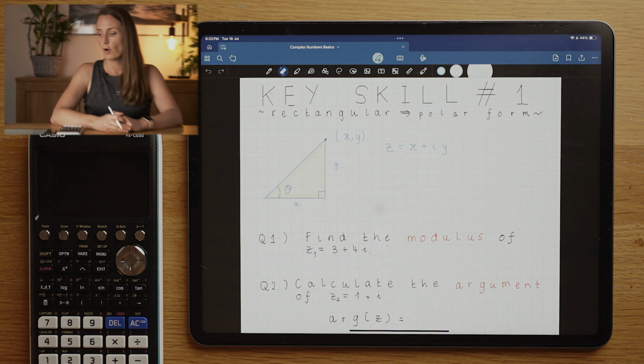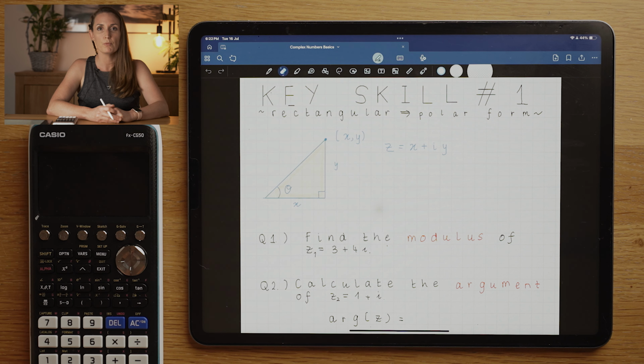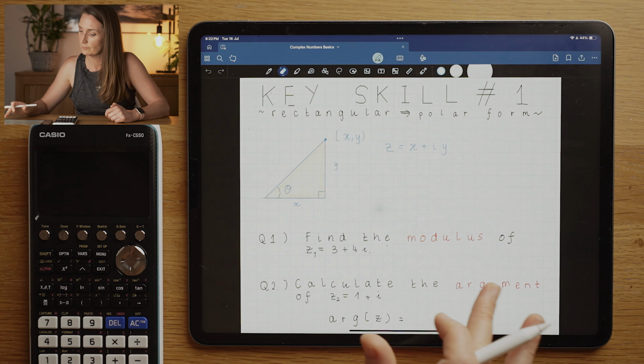Welcome to this first video. In this first video, we're going to be learning how to convert from rectangular form into polar form. There are two important words that you need to look out for in this video. One is modulus and one is argument. So let's get started. In question 1, we're asked to find the modulus of 3 plus 4i.